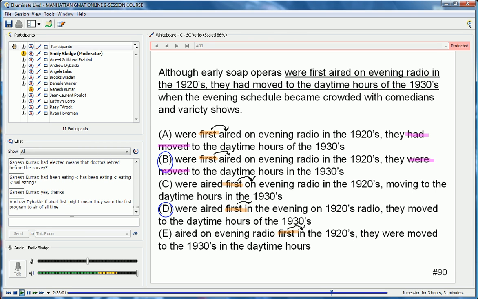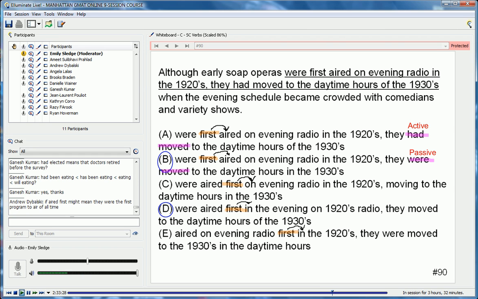Yeah, let's talk about that last split first. Had moved and were moved. The difference is active or passive. If something had moved, it moved itself, right? You can imagine it like wiggling around. So that's active voice. And if something were moved, they were moved, it would be by someone, right? So that is passive voice.